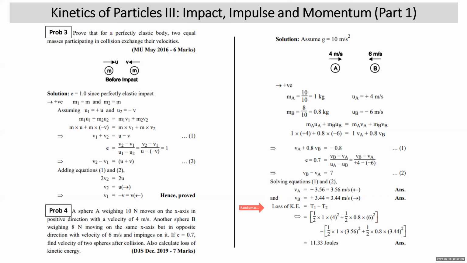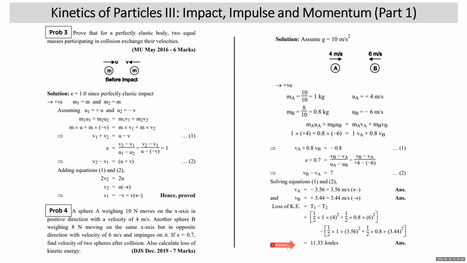Now loss of kinetic energy. Loss of kinetic energy is initial kinetic energy minus final kinetic energy. Initial kinetic energy is half MA UA square, MA is 1, UA is plus 4, plus half MB, MB is 0.8, UB is 6. Minus does not make any difference. Minus half MA 1, this is VA, VA is 3.56 square, plus half into MB 0.8 into 3.44 square. So if you use your calculator, you get 11.33 joules.